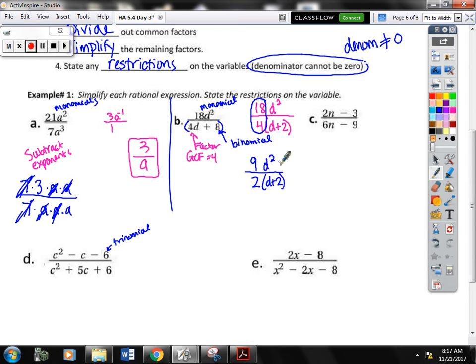And we actually cannot, and I forgot to do the restrictions, we'll go back there in a second. We actually cannot cancel anything out any further, okay? This is d plus 2. The inverse of addition is not division. So this would be as far as you can go.